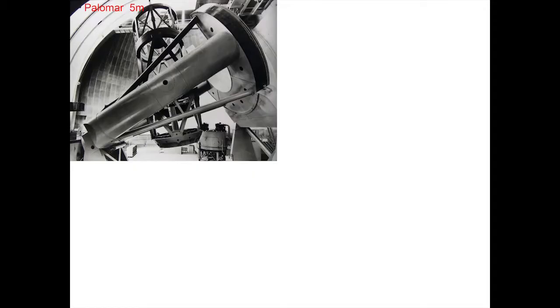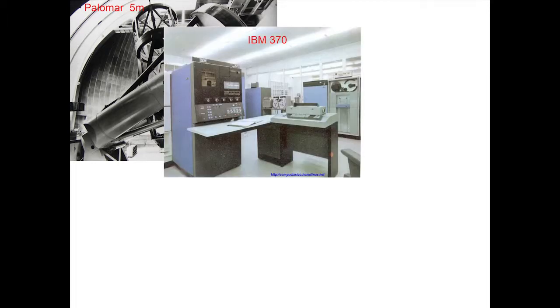So when I started, this was the biggest telescope in astronomy, a 5-meter telescope at Mount Palomar, built more or less like a battleship. That was the main astronomical instrument. This was the main computer in Cambridge. It's called an IBM 370. It was huge. I was in an astronomy department. We didn't have this. This was hidden away in a building in the center of town. In fact, I never actually saw it.